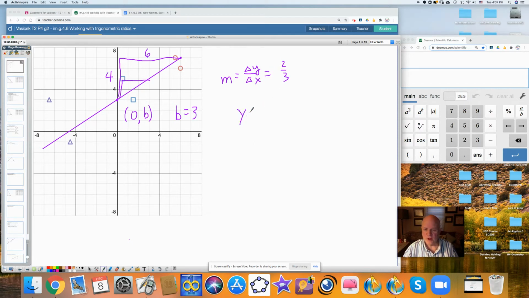And if we use the y = mx + b form for the equation of a line, there are other forms we could use, but we'll use this one. Our slope is 2/3, and we'll multiply that times x plus our b value, which is our y-intercept, 3. This is the slope-intercept form, equation of the line.